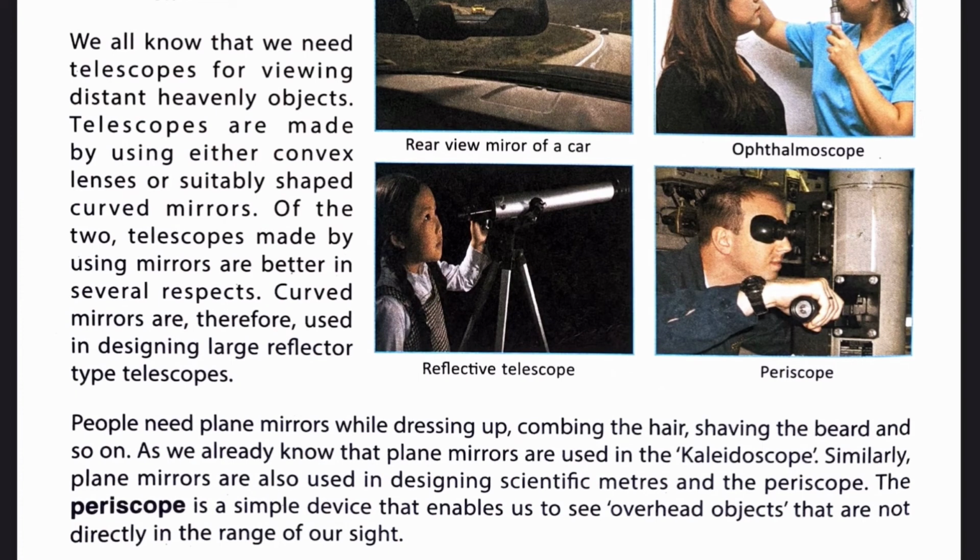People need plain mirrors while dressing up, combing the hair, shaving the beard, and so on. As we already know, plain mirrors are used in the kaleidoscope. Similarly, plain mirrors are also used in designing scientific meters and the periscope. The periscope is a simple device that enables us to see overhead objects that are not directly in the range of our sight.